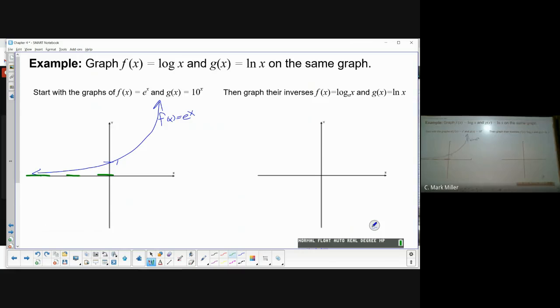Now, pop quiz. In the next few seconds, we're going to do the Jeopardy jingle. How does that function go on that graph, on the left graph?